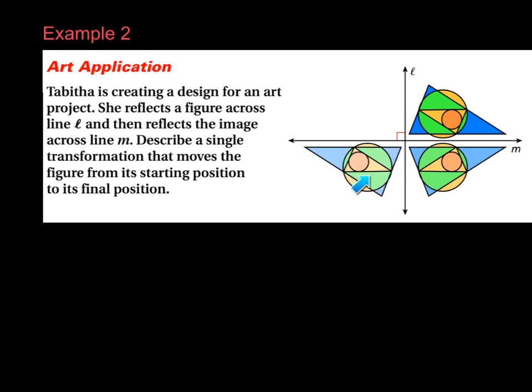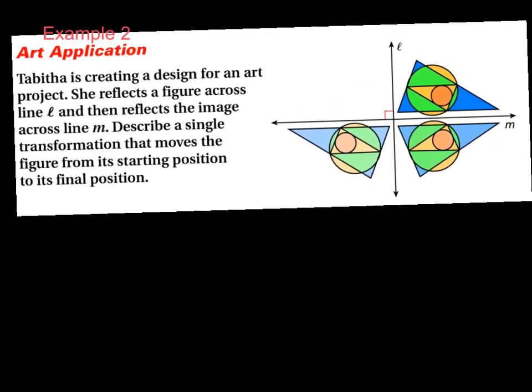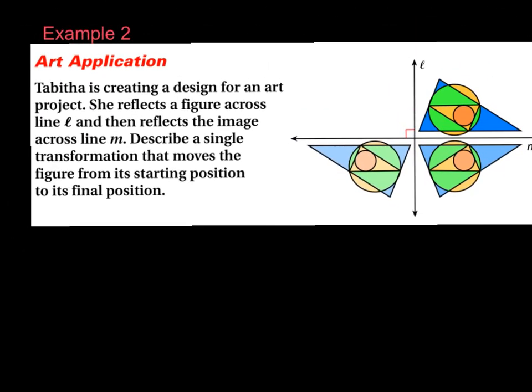This is her shape. She first reflects it across line L, so we get this one. Then we reflect it across line M. That means that this shape can be rotated to this shape in one single transformation. So we know it's a rotation. How many degrees did she rotate to go from here to here? Well, if you actually move it, let's see if I can do this here. I can rotate it from one shape to the other, and it's a rotation of how many degrees?